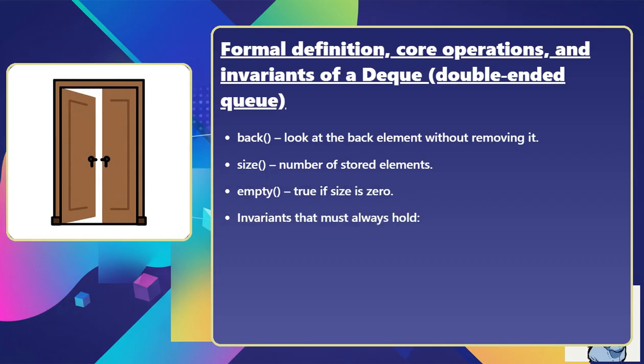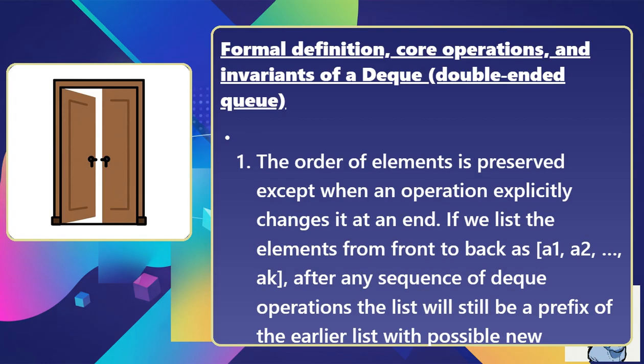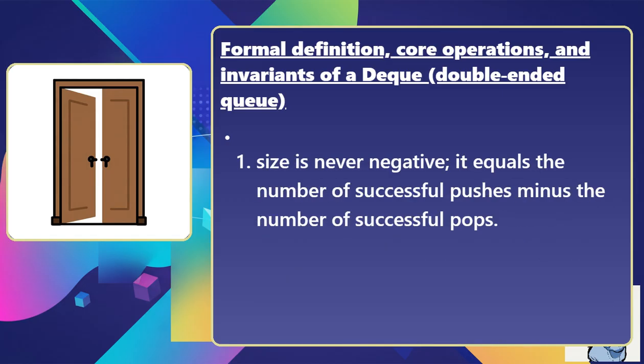Invariants that must always hold. The order of elements is preserved except when an operation explicitly changes it at an end. If we list the elements from front to back as a1, a2, ..., ak, then after any sequence of deque operations, the list will still be a prefix of the earlier list, with possible new elements added only at the two ends. Size is never negative. It equals the number of successful pushes minus the number of successful pops.